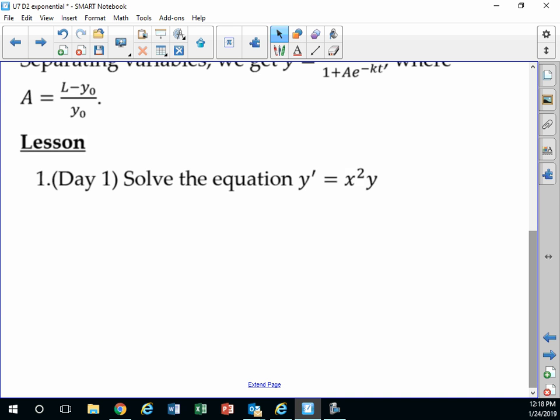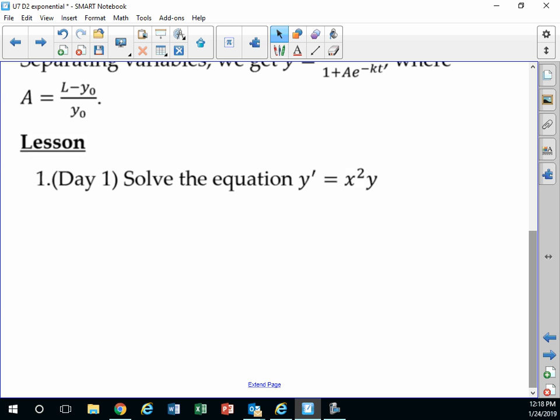This one. Solve the equation: y prime equals x squared y. There is not enough room on this paper to do all the work, I will tell you that right now. I shortened it, so you want to use your own paper. Number one. Solve the equation: y prime equals x squared y.